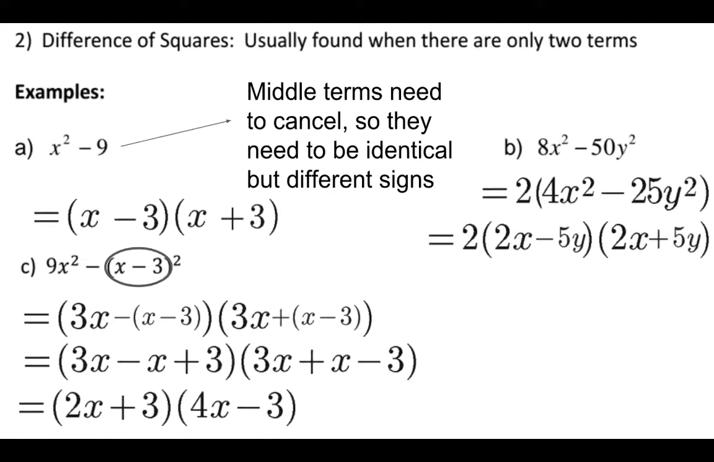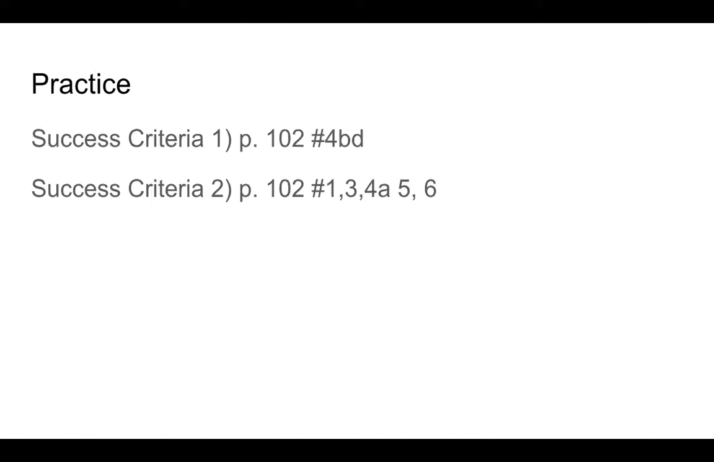That question just exposed you to this idea that you can have a binomial as one of the terms. It's still a difference of squares. If you actually expand this out and simplify it, you can factor it as a complex trinomial. But this is a lot more efficient method. And there's some practice.